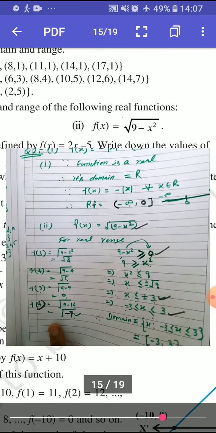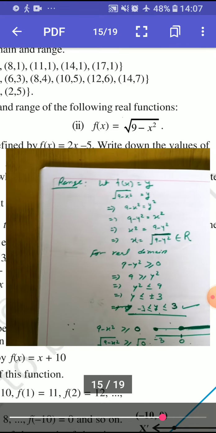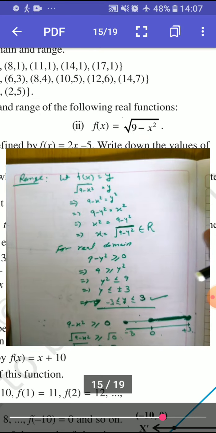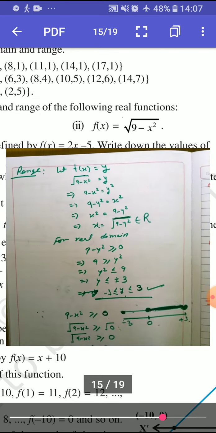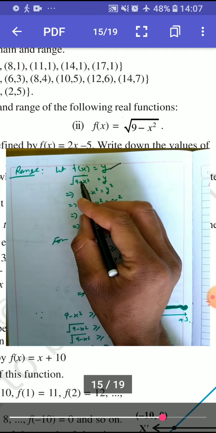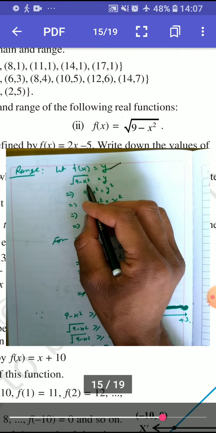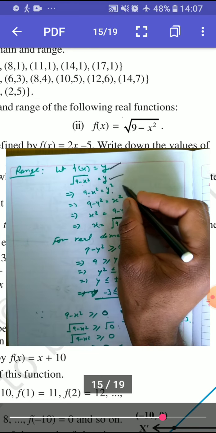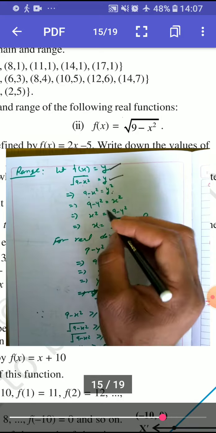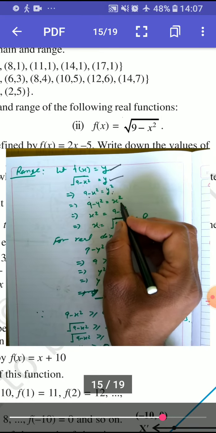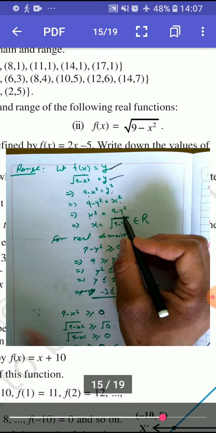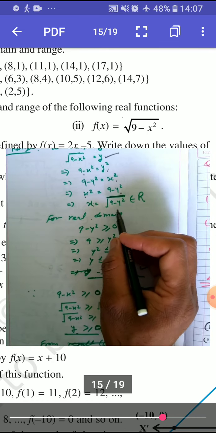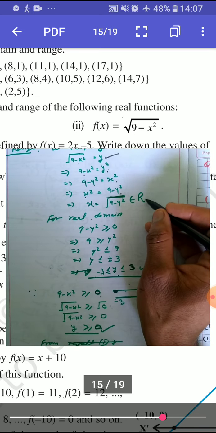Now the next one, range. Let the range of the function, for the second one I am telling you, f(x) equal to y. Square root of f(x), that is square root of 9 minus x square, equal to y. 9 minus x square equals y square after squaring both sides. So x square equals 9 minus y square, and x equals square root of 9 minus y square, belonging to R.